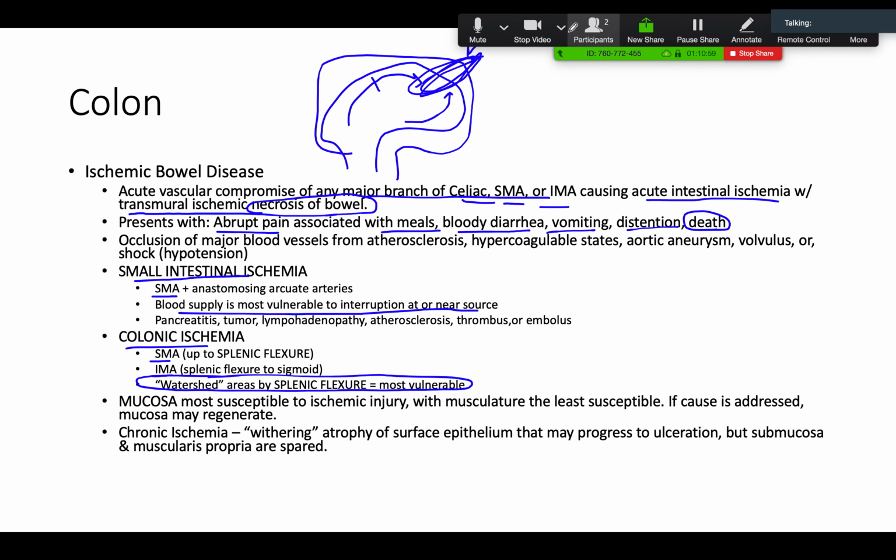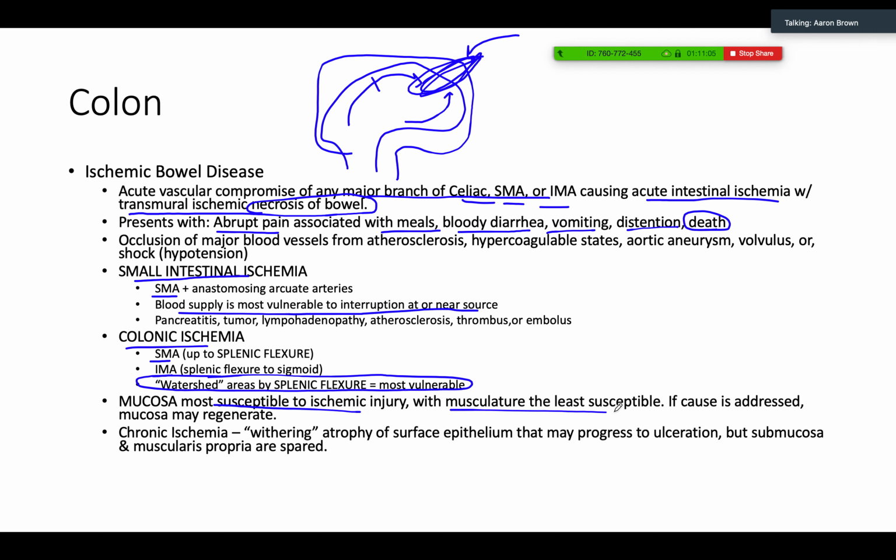No? Okay, great. And so mucosa is going to be most susceptible to ischemic injury. The musculature is least susceptible. And so if you get a little bit of ischemia to your mucosa, it's not good, but if you address the underlying cause, you get your patient taking a statin to lower their cholesterol or something like that, that mucosa is going to come back. Okay, versus if you start to lose the muscle, well, that part of the bowel may not come back and you may need to go surgically remove it. Okay. Great.